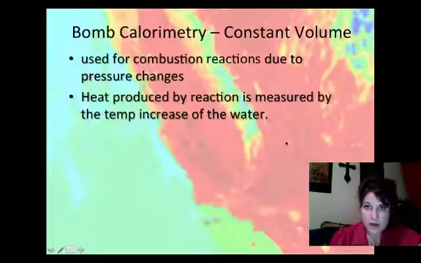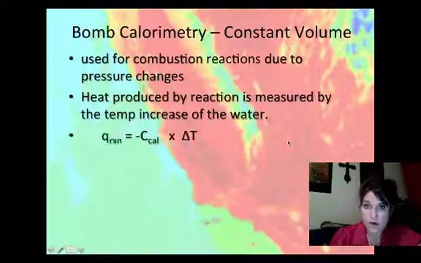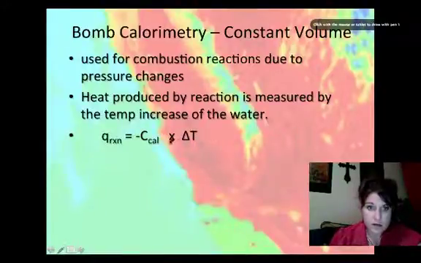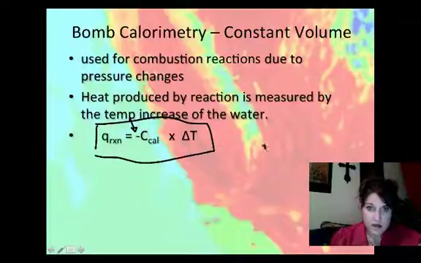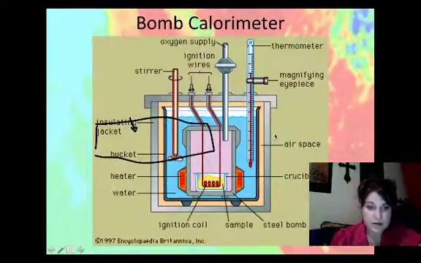So the heat produced by the reaction is measured by the temperature increase of the water surrounding the reaction. Here's the equation that we would use for this one. The heat of the reaction is equal to the opposite in sign, the specific heat of your calorimeter times the temperature change that we measured in the water. Here's what a bomb calorimeter looks like.